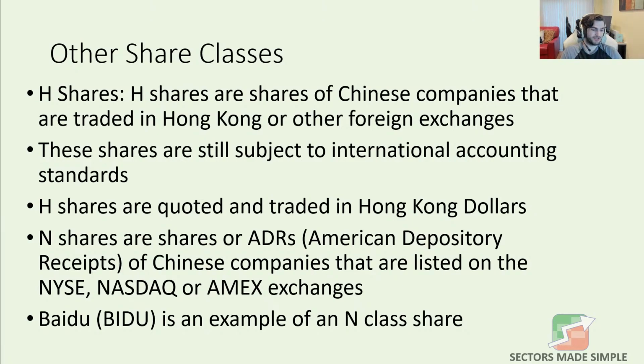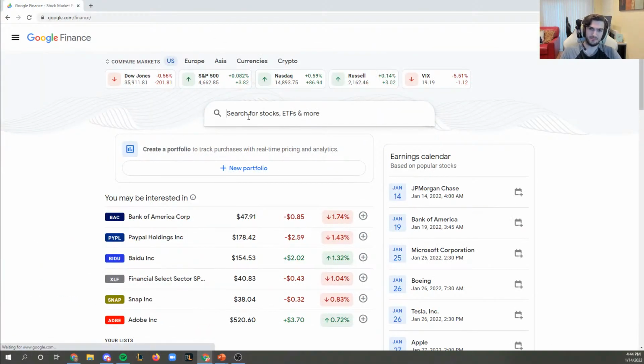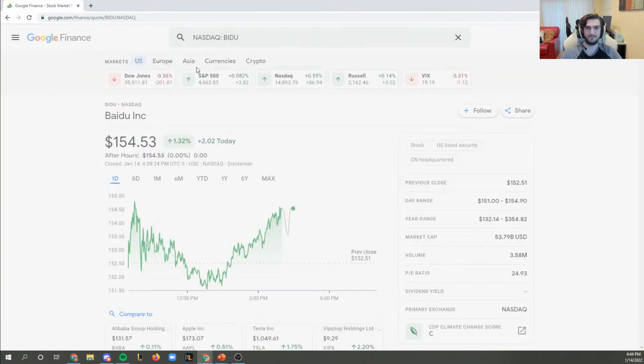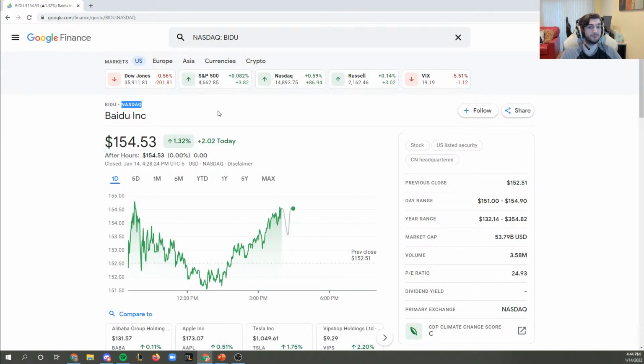So, Baidu. If you go to, let's say, Google Finance, and you look up Baidu, it is traded on the NASDAQ. But it is a Chinese company, headquartered and centered in China, that has receipts and an N-class share available in the United States under the ticker symbol BIDU. It is still a Chinese company.